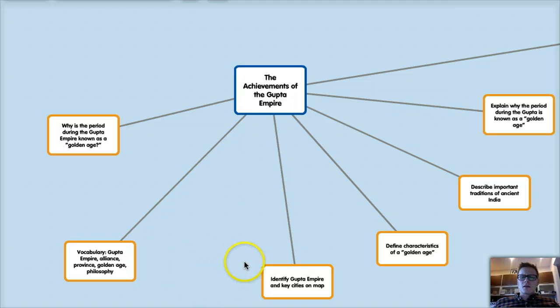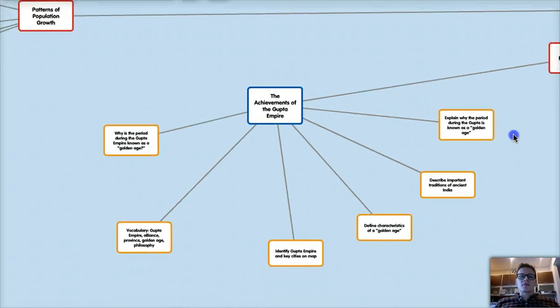We're going to talk about identifying the Gupta Empire and key cities on maps. We're going to define characteristics of a golden age, similar to how we looked at the characteristics of a civilization. We're going to talk about what is a golden age. We're going to describe the traditions of ancient India, many of which blossomed during this time. And we're going to explain why the Gupta period is known as a golden age.